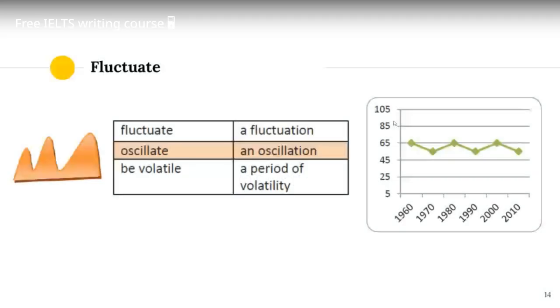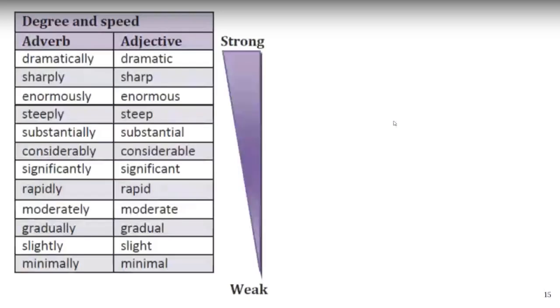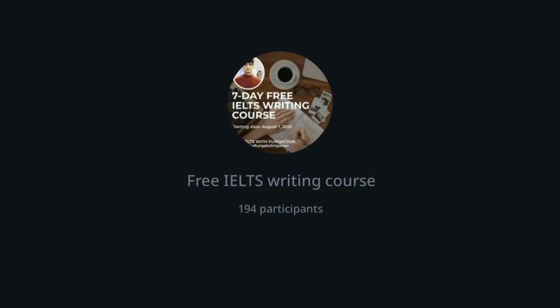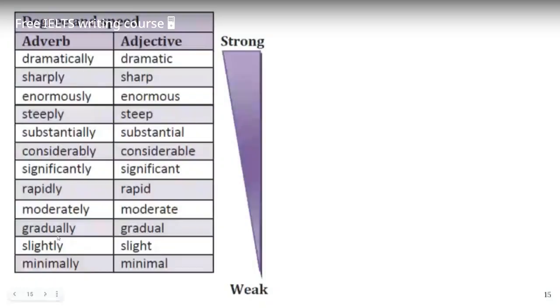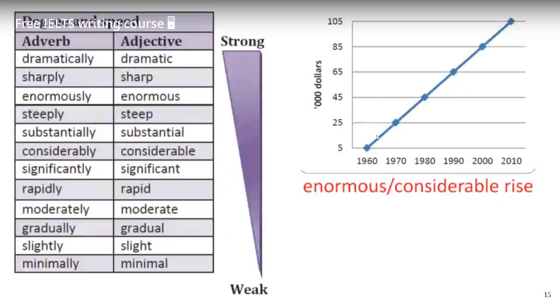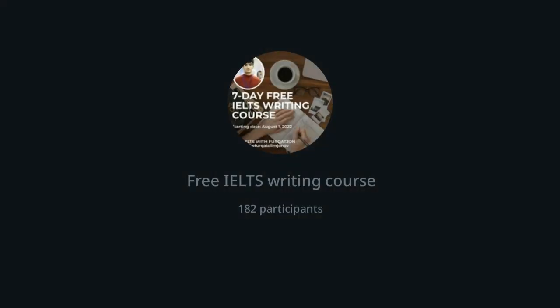But before we move on, I just have to tell you about degree and speed. What it means is that sometimes changes are dramatic, sometimes they are slight, gradual, okay? Depending on the intensity, the degree and speed, we use different adverbs and adjectives. For example, here this one is a rise, but you can say enormous or considerable rise, because as you can see, the change is very big. Or you can also say substantial rise. As you can see, the change is big.